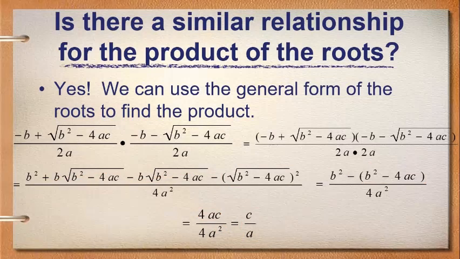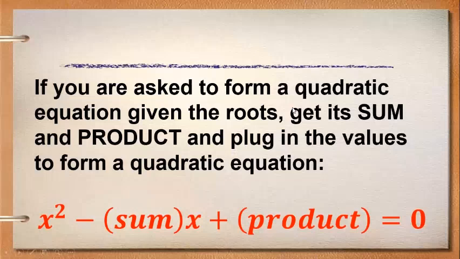Now note that our learning competency is for us to characterize or determine the relationship of the roots and the coefficients of a quadratic equation. We have this relationship. If you are asked to form a quadratic equation or give the quadratic equation given the roots, get its sum and product, and plug in the values to form a quadratic equation. So use this form, x squared minus sum x plus product is equal to 0.